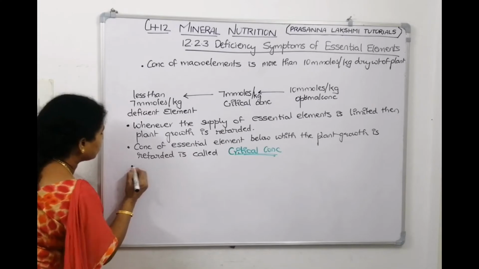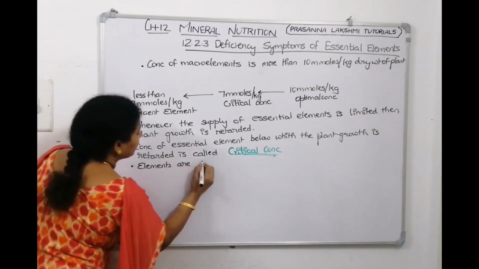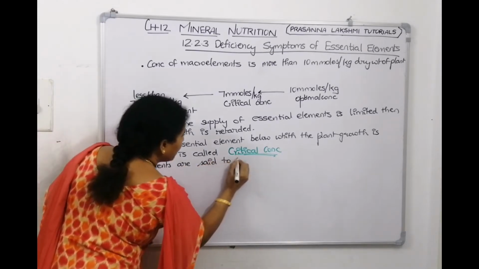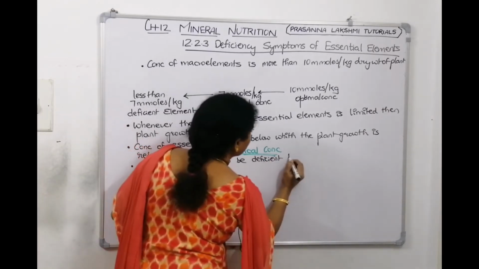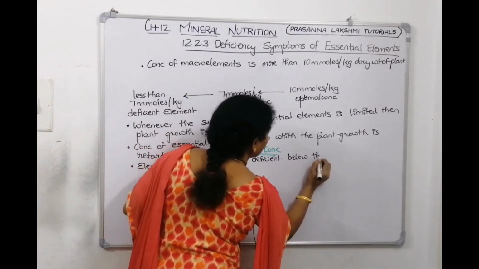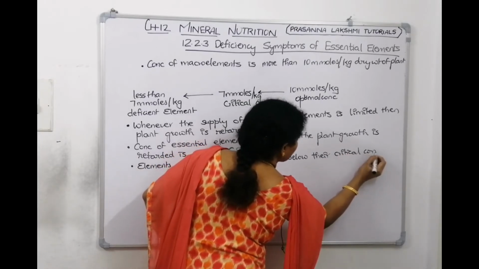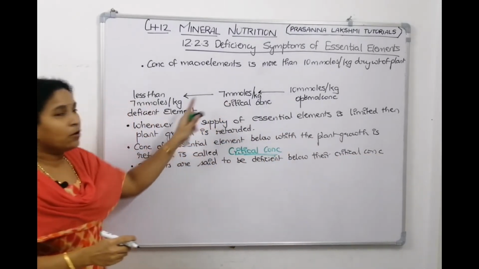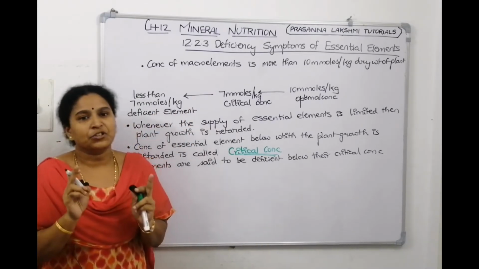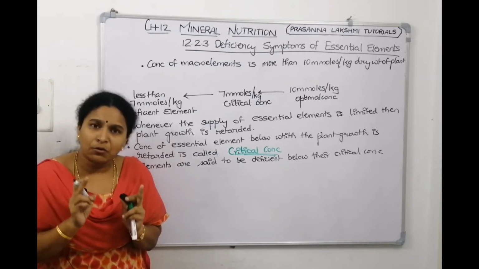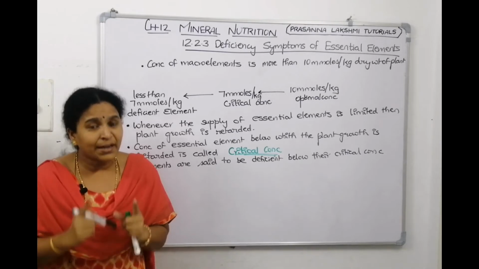Let me write on that point also. Elements are said to be deficient below their critical concentrations. If the concentration is below 7, then we are telling it is a deficient element, right? When they are present below the critical concentrations. Understood, children? Yes.